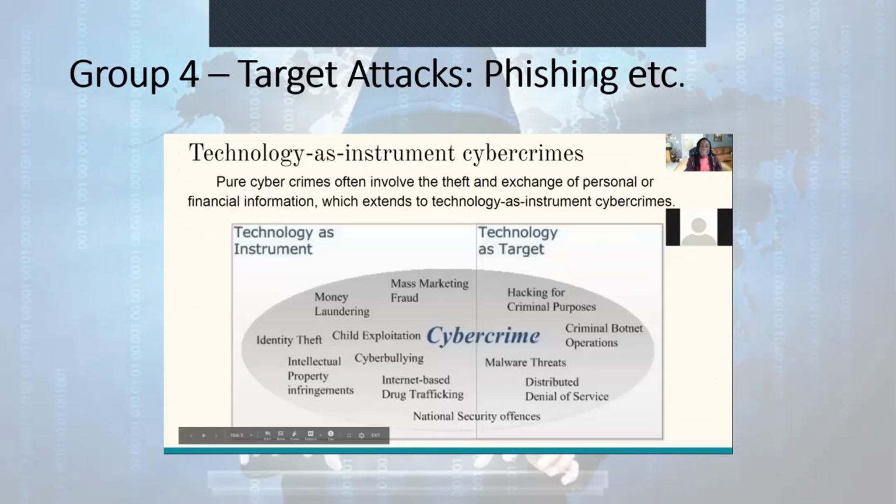So technology as an instrument, cybercrime. Could you explain more on that, Tyler? Yes, pure cybercrimes often involve the theft and exchange of personal or financial information, which extends to technology as instrument cybercrimes. Here we can see a graph of technology as instrument versus technology as a target cybercrimes. Thank you, Tyler.